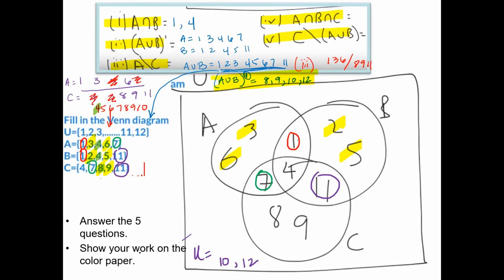All right, now let's take a look at number 4. So here it's saying what is in A, B, and C intersection. So A, B, C, that will just be 4. So I'm going to put 4 right there.